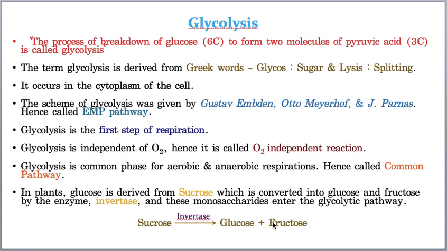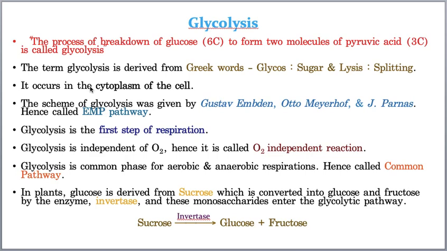Students, I think you understood. The word glycolysis is actually derived from two Greek words. What are they? The first one is glykos, which means sugar, and lysis means breakdown, that means splitting. So the process of breakdown of one glucose molecule to form two pyruvic acid molecules is called glycolysis. Now where is this glycolysis taking place? It takes place in the cytoplasm of the cell.